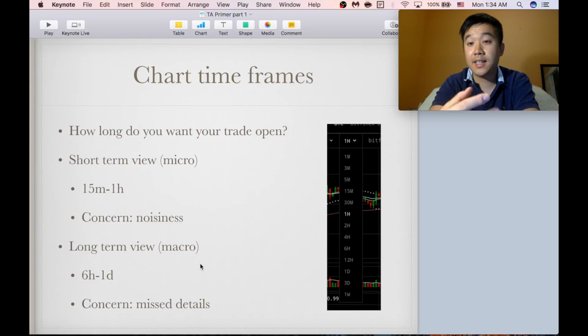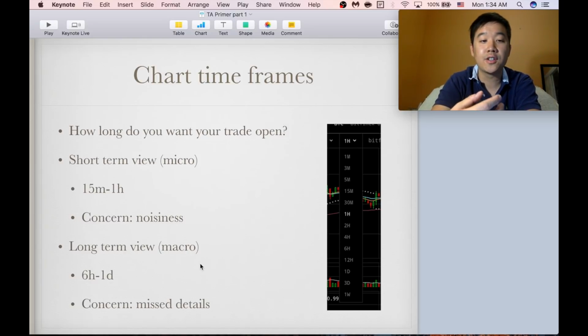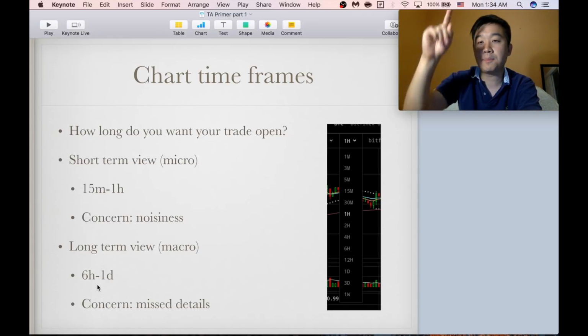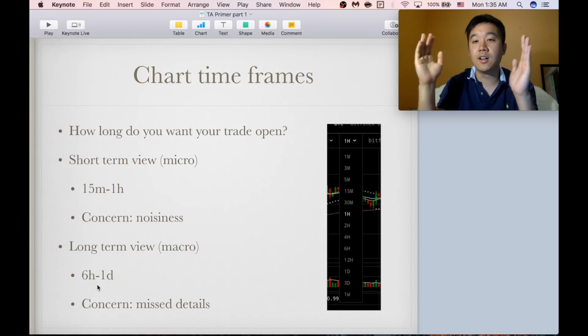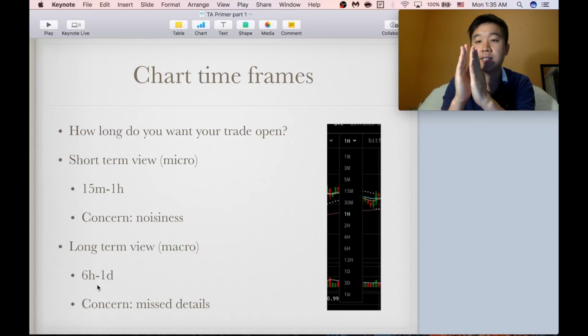Also, if you're doing slightly longer trading, like holding it for a few days or a few weeks, for example, you might want a more macro view, which is 6 hours to 1 day for your settings. The concern is that if you go even higher than that, the chart is going to miss a lot of important details. You're going to miss a lot of peaks and valleys that might be important to your technical analysis because it's zoomed out way too much, and all of those peaks and valleys are consolidated into one candle.